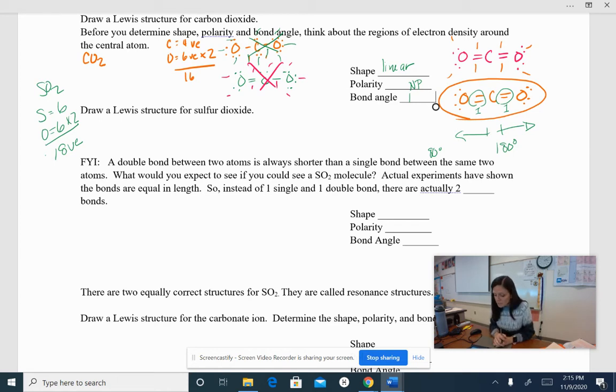Now the question becomes, what's in the middle? Hopefully you said sulfur. Sulfur is the least electronegative. So let's do this. So if I do sulfur and oxygen, the oxygens need 3 more lone pairs to satisfy their octet, to have 8 valence electrons.